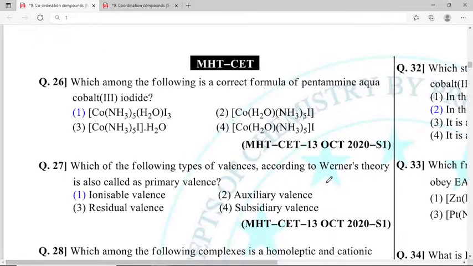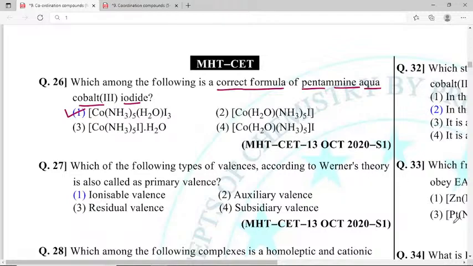Which among the following is the correct formula of pentaamineaquacobalt(III) iodide? Pentaamine, 5 amine, aqua, water, cobalt third, iodide. So this is five times amine as pentaamine, aqua and then iodide. So option number A is correct. First is correct. Okay, get it?